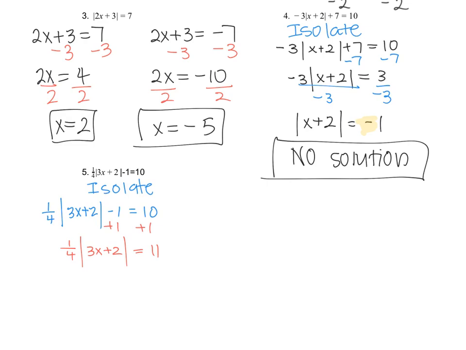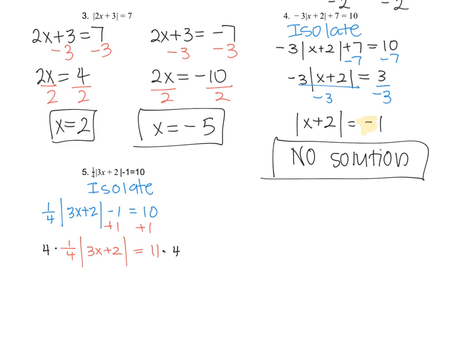Now here's where it gets kind of tricky. I want to get rid of that 1/4. And I could divide both sides by 1/4, but dividing by fractions, I'm not a fan of. So what I can do instead is multiply both sides by 4. So 1/4 times the absolute value of 3x plus 2 is the same thing as the absolute value of 3x plus 2 divided by 4. And if we're dividing by 4, the way we would isolate it is to multiply both sides by 4.